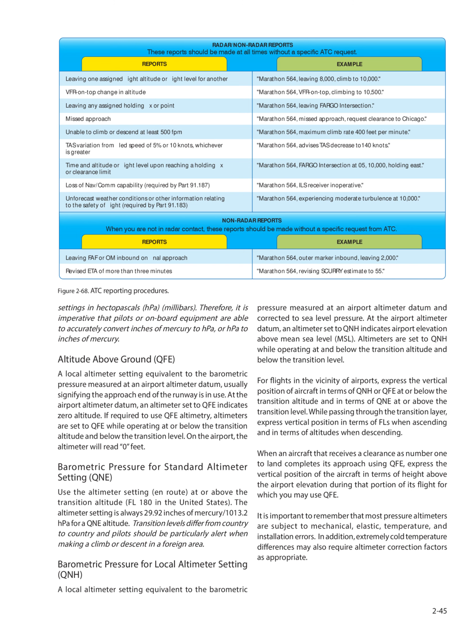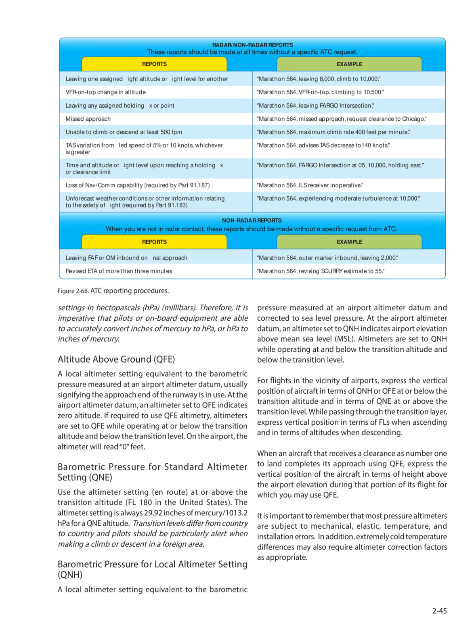Transition levels differ from country to country, and pilots should be particularly alert when making a climb or descent in a foreign area. Barometric pressure for local altimeter setting, QNH: a local altimeter setting equivalent to the barometric pressure measured at an airport altimeter datum and corrected to sea level pressure. At the airport altimeter datum, an altimeter set to QNH indicates airport elevation above mean sea level, MSL. Altimeters are set to QNH while operating at and below the transition altitude and below the transition level.